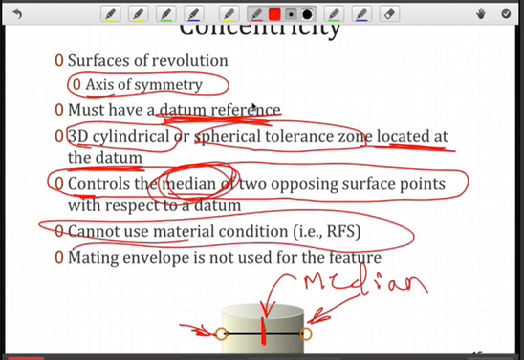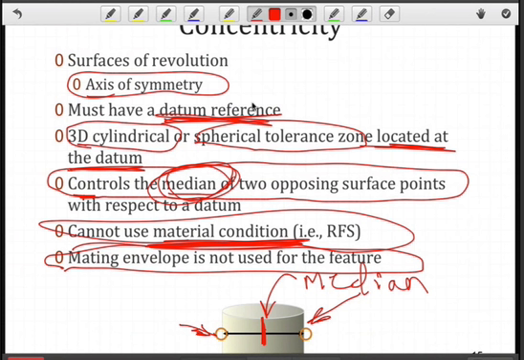For concentricity tolerance zones, you cannot use material condition. So you will not see an M or an L in that second box. And we're not going to use a mating envelope for this feature because we're using the 2 points representing opposing surfaces.